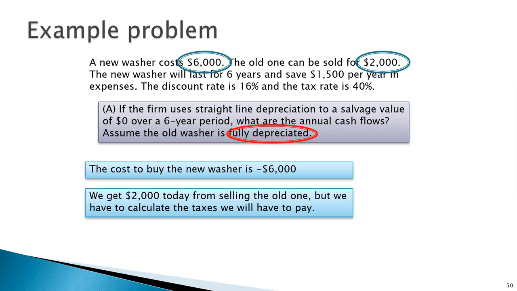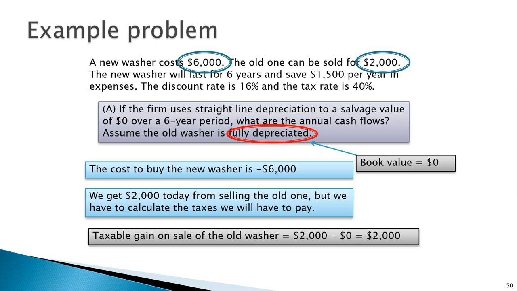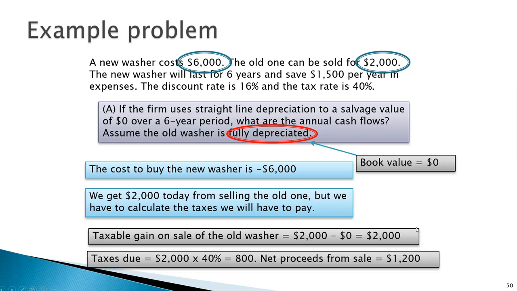Okay, so we're going to start here by looking at, well, if we buy the new machine, we're going to immediately sell the old one. Let's see how much of that we get to keep. So the taxable gain is going to be the entire $2,000 because the book value is 0. Right, so we're going to have to pay 40% of that in taxes. That's $800. So what we'll make from selling the old one is $1,200.